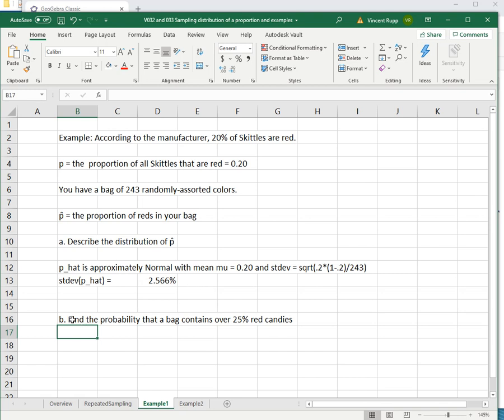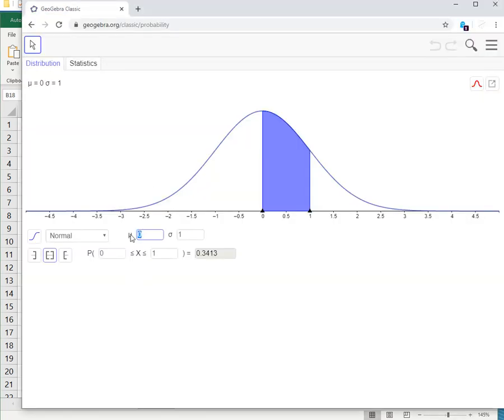Like finding the probability that a bag contains over 25% red candies. So we're going to use GeoGebra with mean 0.2 and sigma equals 0.02566. So we click over to GeoGebra. We just set this up. The mean is 0.2, 0.02566. It probably won't let me enter that many decimal places, so we'll have to round to 0.026.